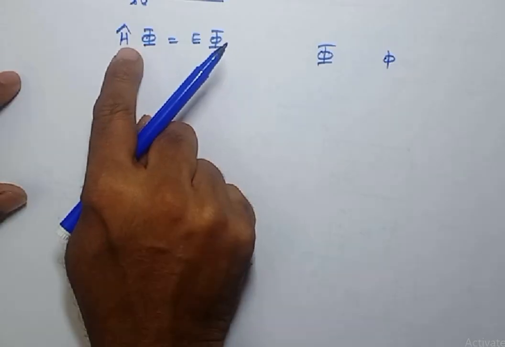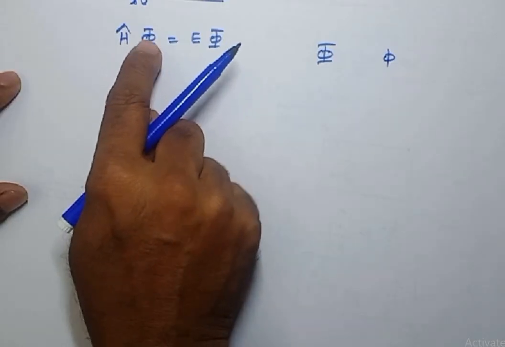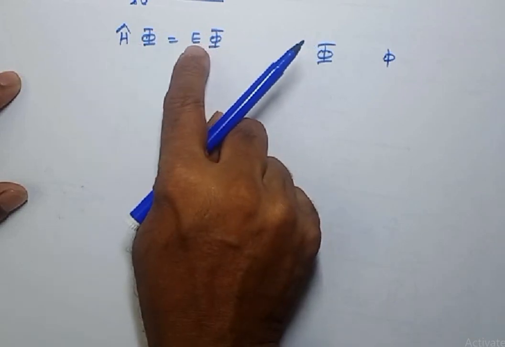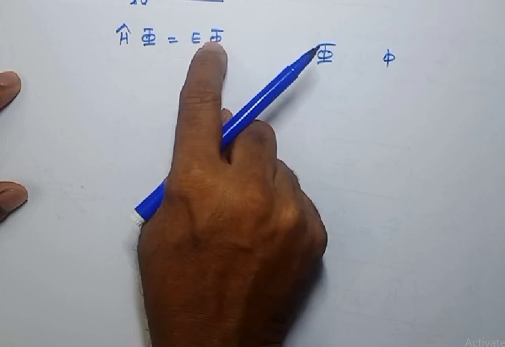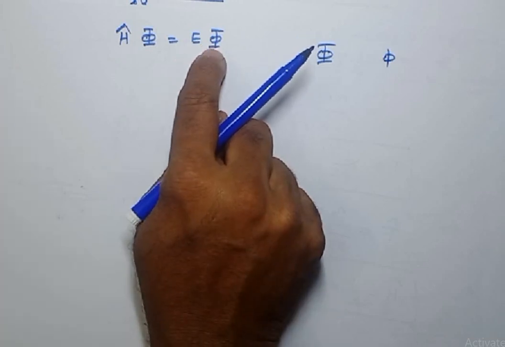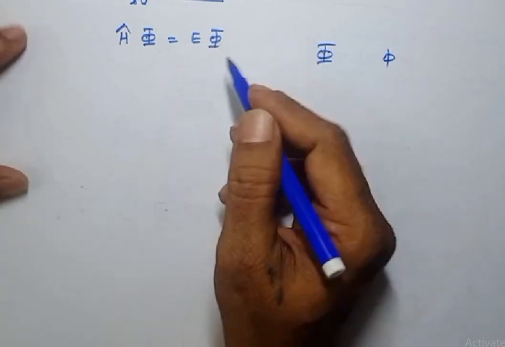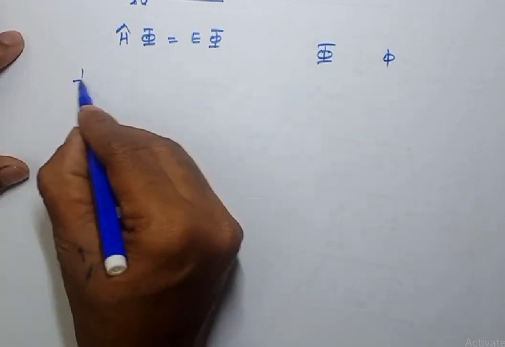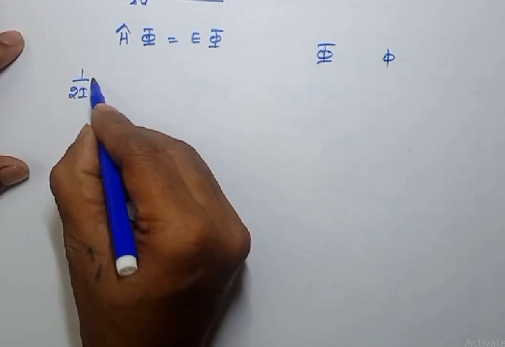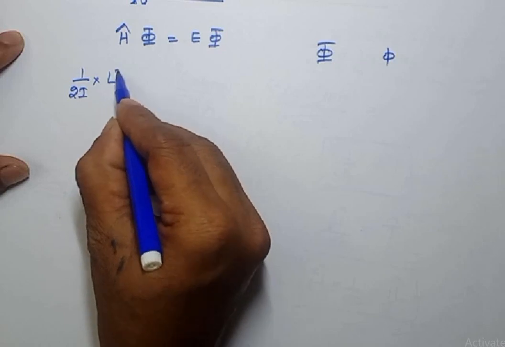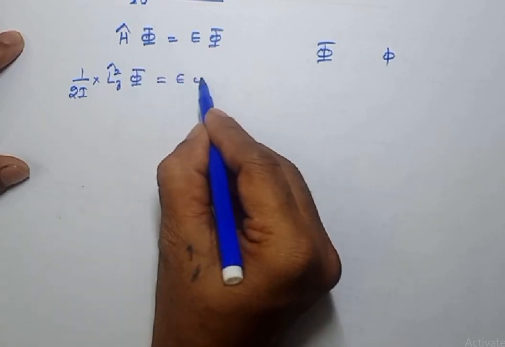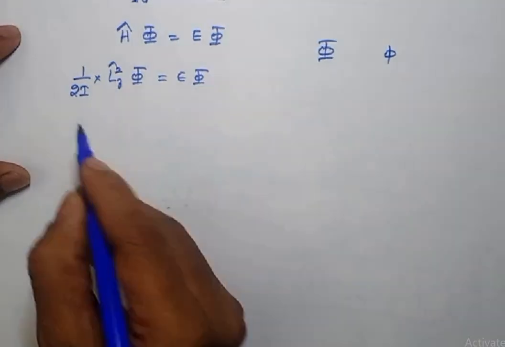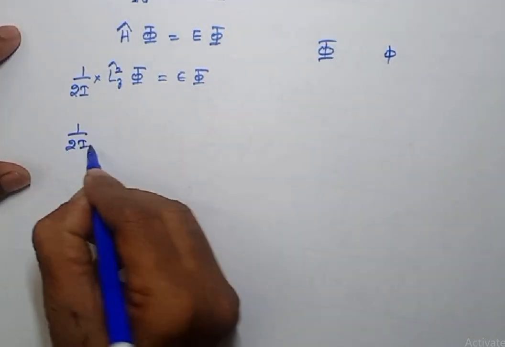I am applying the Hamiltonian operator on the wave function. If you get the same wave function multiplied by E, then E is called the energy eigenvalue and phi is called the eigenfunction. Now listen, what is the Hamiltonian operator? Just now we discussed, it is nothing but 1 by 2I into the Lz square operator into phi, equal to E into phi.